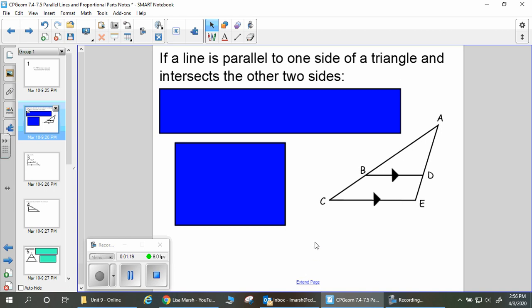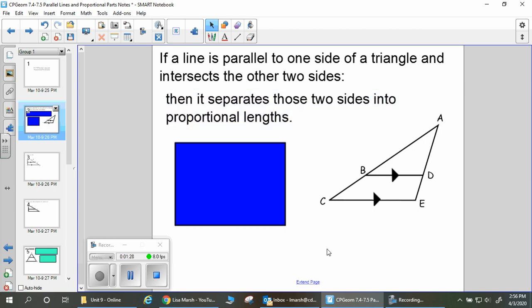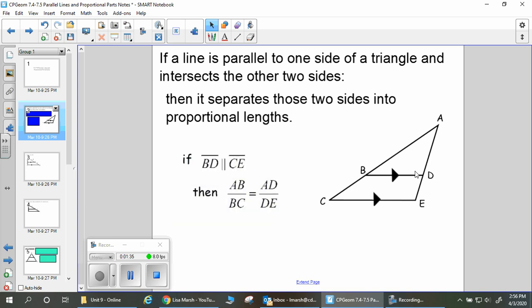We have a triangle, we have a line inside of that triangle BD. It's parallel to the base CE. So when they are parallel, it separates the two sides into proportional lengths. So because BD and CE are parallel, I can set up the proportion AB over BC equals AD over DE.